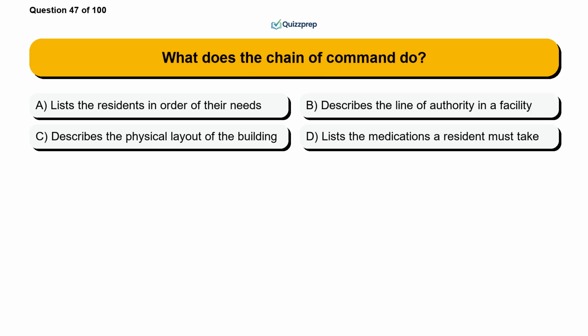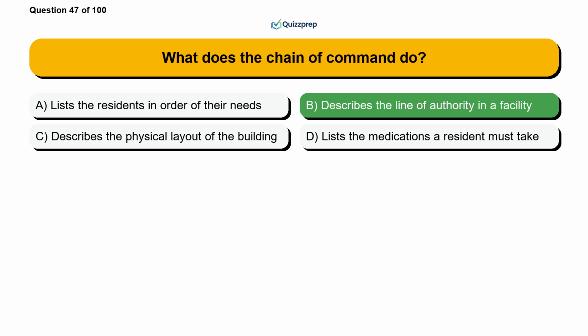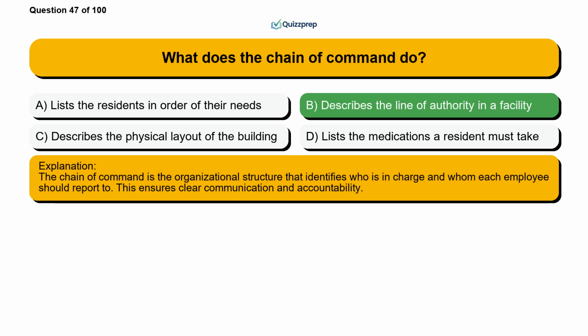Question 47. What does the chain of command do? Option A, lists the residents in order of their needs. Option B, describes the line of authority in a facility. Option C, describes the physical layout of the building. Option D, lists the medications a resident must take. The correct answer is option B, describes the line of authority in a facility. The chain of command is the organizational structure that identifies who is in charge and whom each employee should report to. This ensures clear communication and accountability.